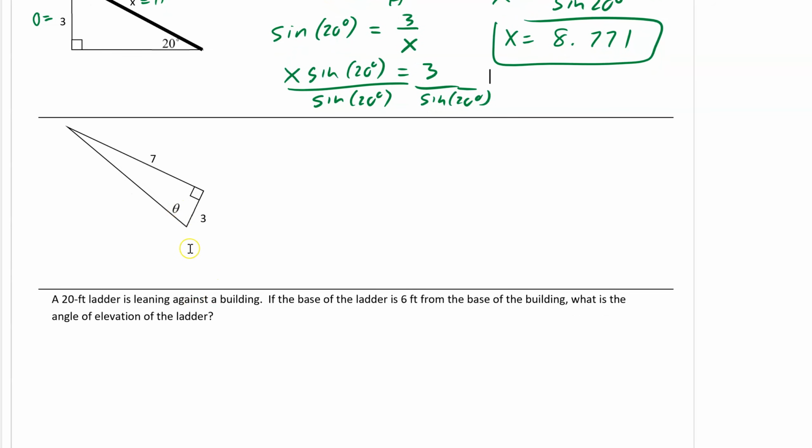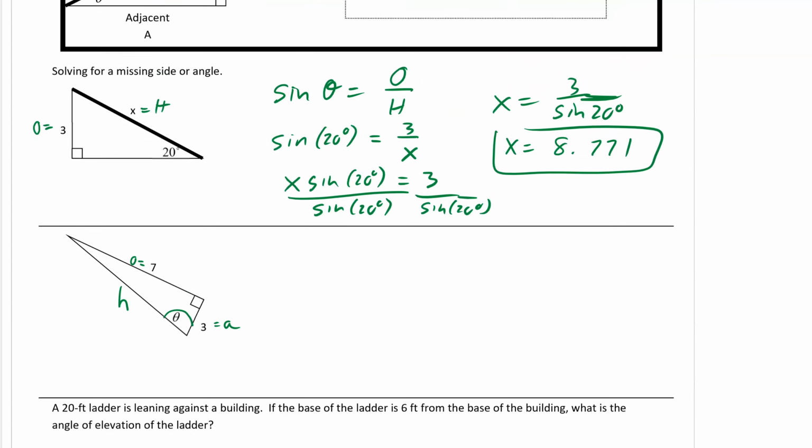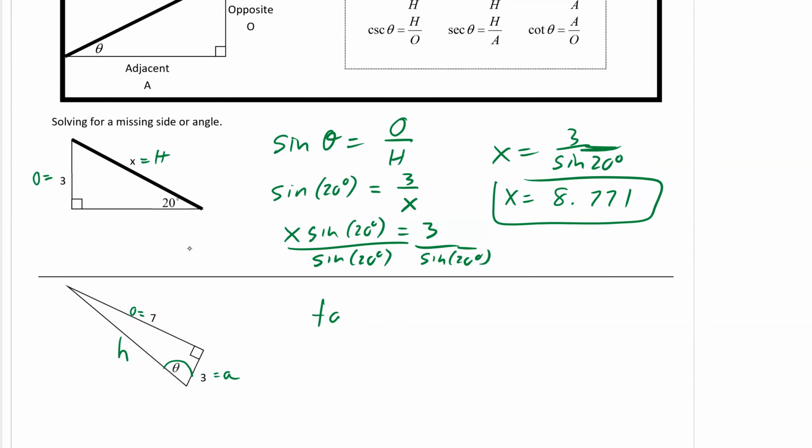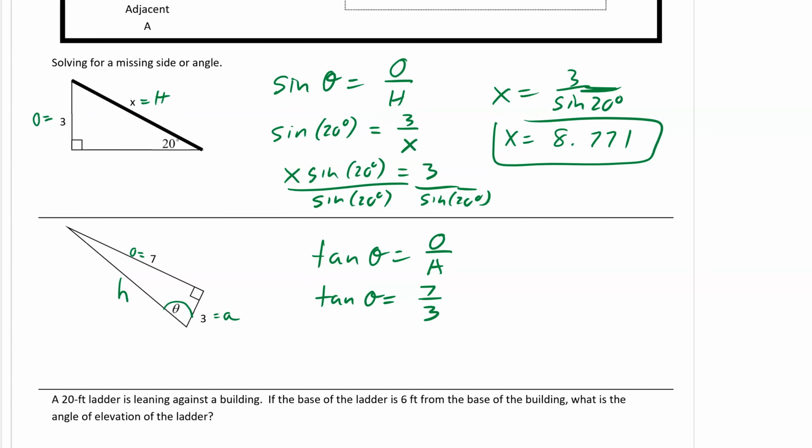All right, let's try an angle now. So same idea. We have some angle here, and that's our hypotenuse, that's our opposite, and that's our adjacent. So which one has O and A in it? That's tangent. So tangent theta is opposite over adjacent, and then we plug it in. So tangent theta is equal to 7 over 3, and then now we use our arc tangent or inverse tangent, and this will help us find our angle.